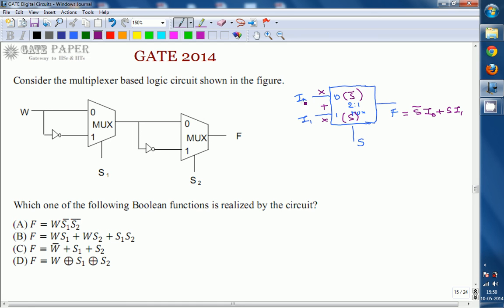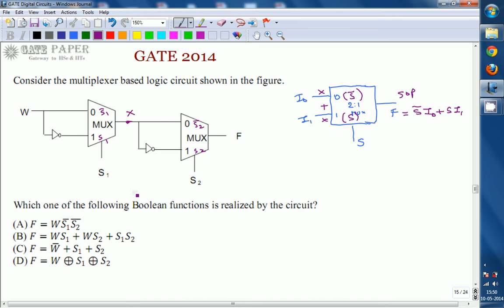So simply you multiply the minterm corresponding to each line with its input to get the product terms, and later all of those are summed up so that you get an SOP expression. Here also the same logic applies. This can be treated as S1 bar and S1, and here this is S2 bar and S2.